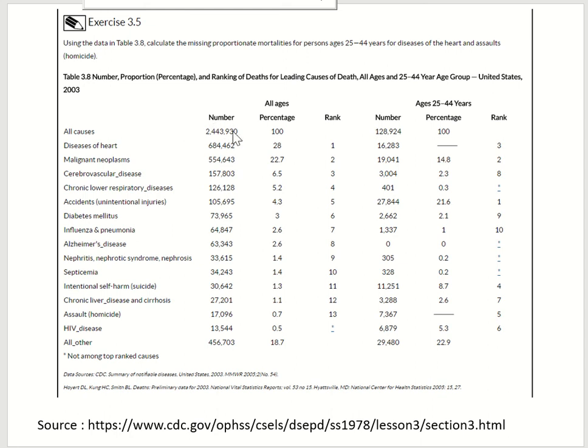2,443,000 died in 2003 in the US. That's the total number of deaths. The number that died of heart disease is 684,000. And therefore, if you take 684,000 and divide it by the 2.4 million, that gets you 28%, which is the proportionate mortality. And obviously, it ranks number one.